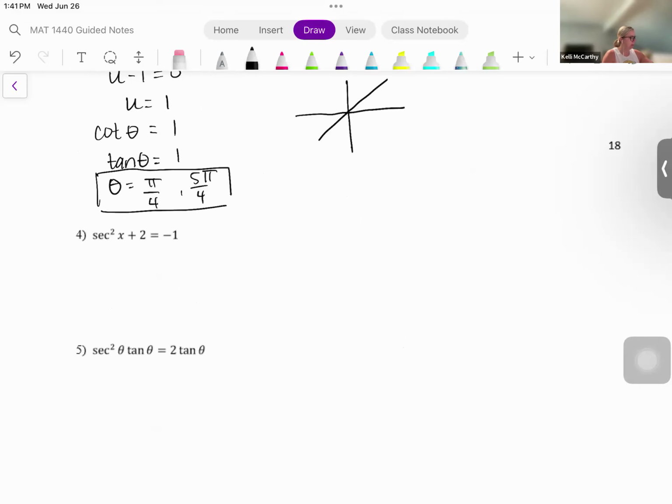Secant squared theta plus 2 equals -1. We're going to isolate that secant squared function by subtracting 2 from both sides. And if I go to take the square root of both sides, the left-hand side is going to simplify to secant of x, but I can't take the square root of -3 without it being imaginary. So this is an imaginary solution, which means there's no solution.